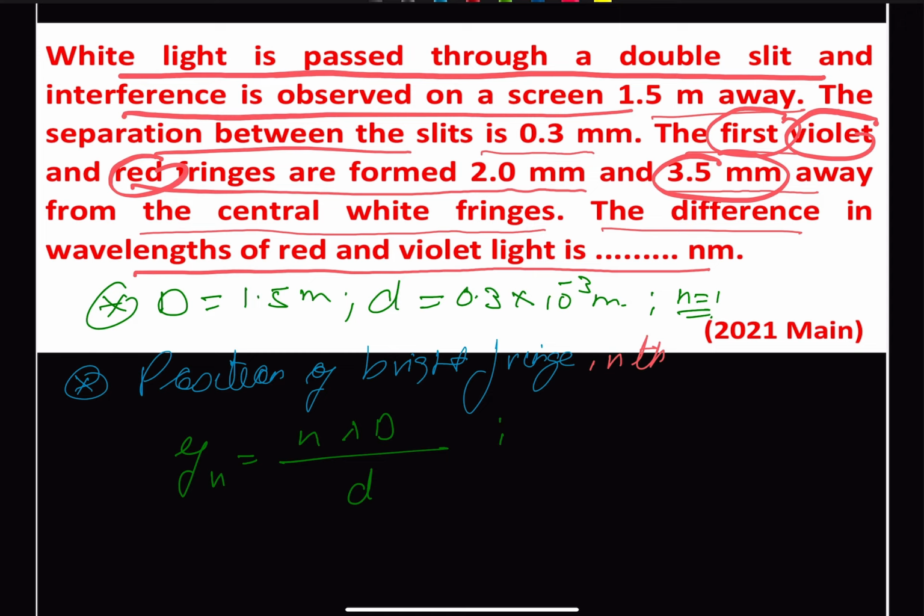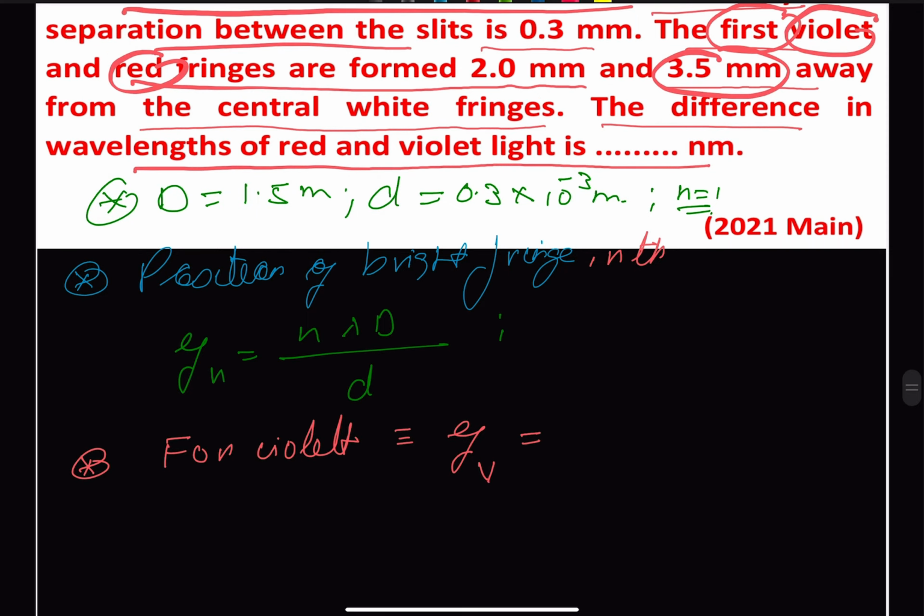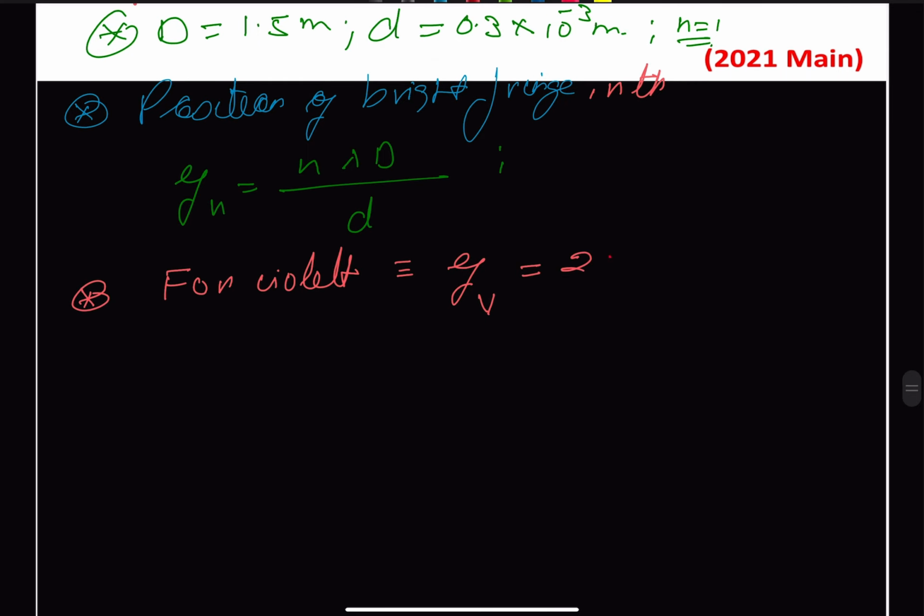So therefore we can say for violet, and that is our y, let us call it y violet, will be equal to, that is given to us as 2 millimeter. So this is 2 into 10 raised power minus 3 meters, and we use the standard formula, let us call this equation 1.